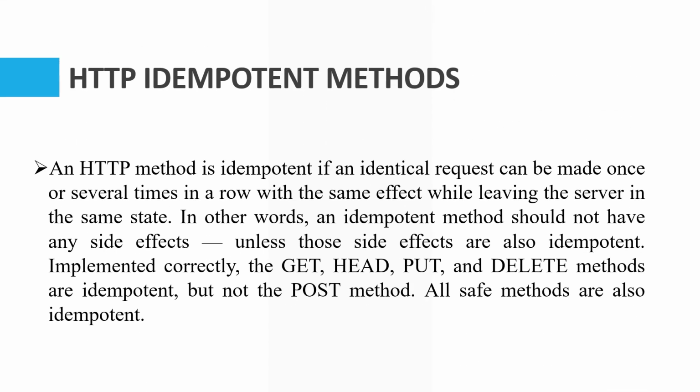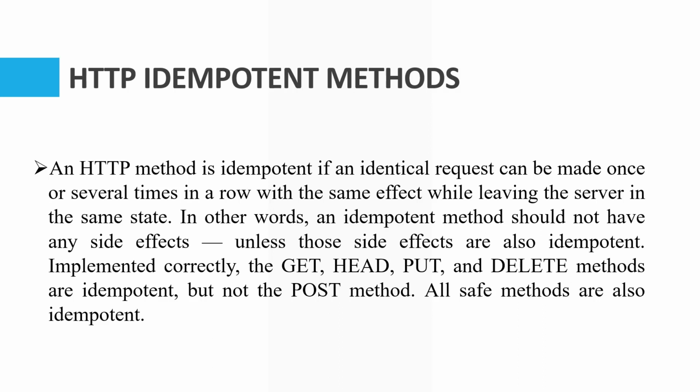An HTTP method is idempotent if an identical request can be made once or several times in a row with the same effect while leaving the server in the same state. In other words, an idempotent method should not have any side effects, unless those side effects are also idempotent. Implemented correctly, the GET, HEAD, PUT and DELETE methods are idempotent, but not the POST method. All safe methods are also idempotent, as we said before.